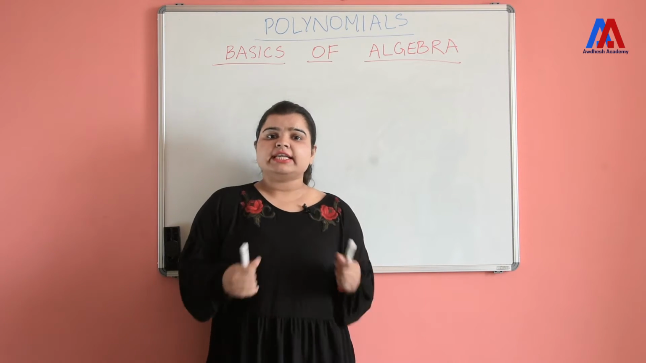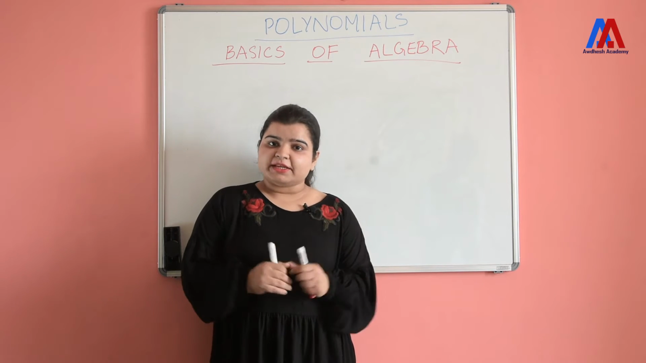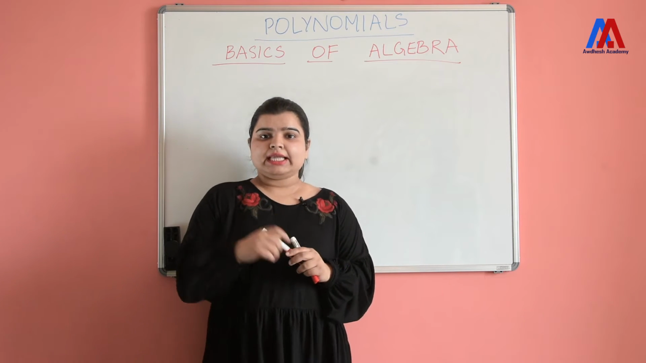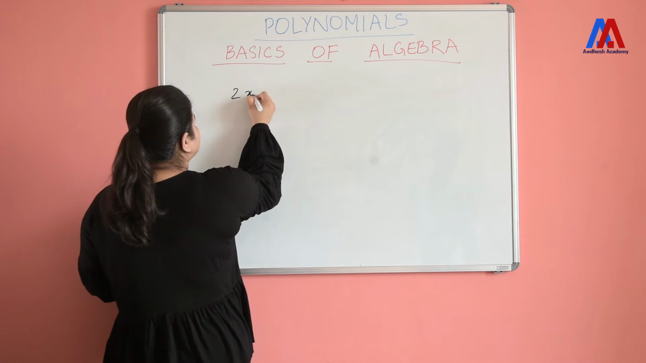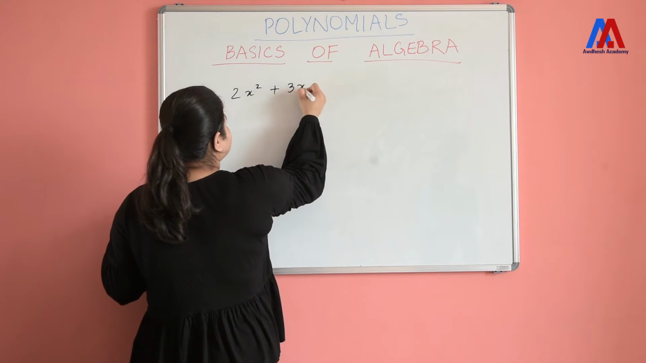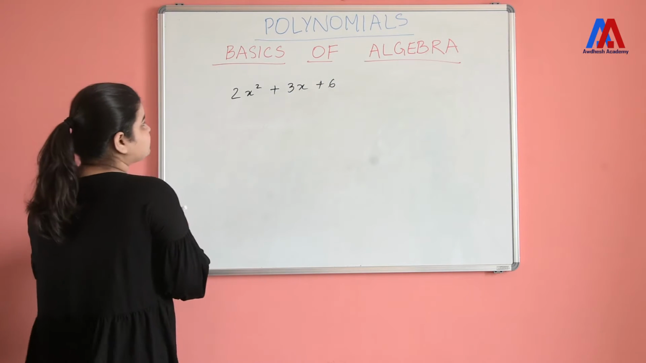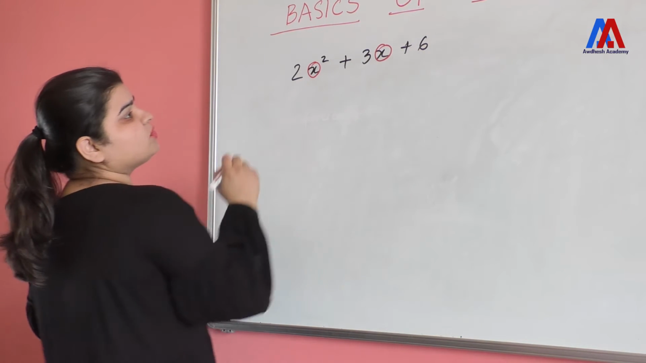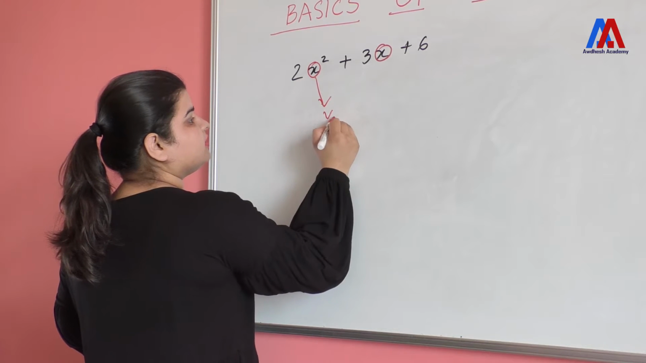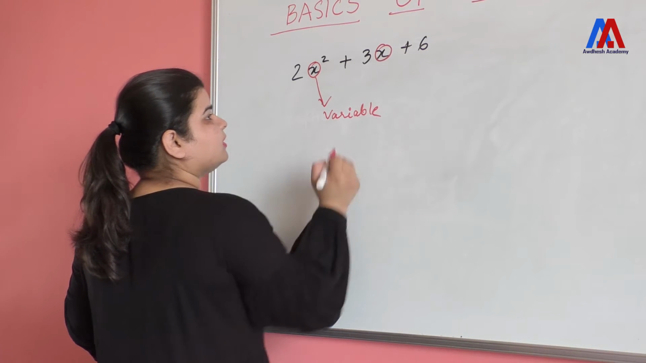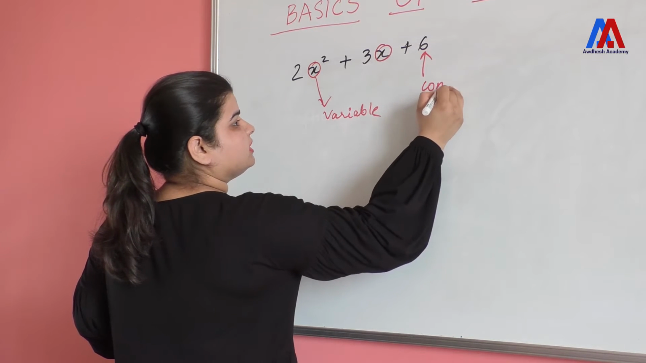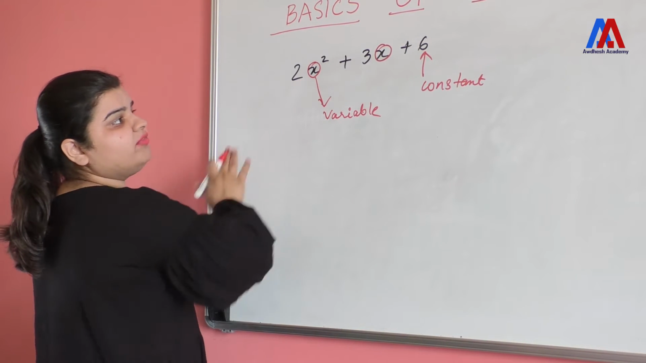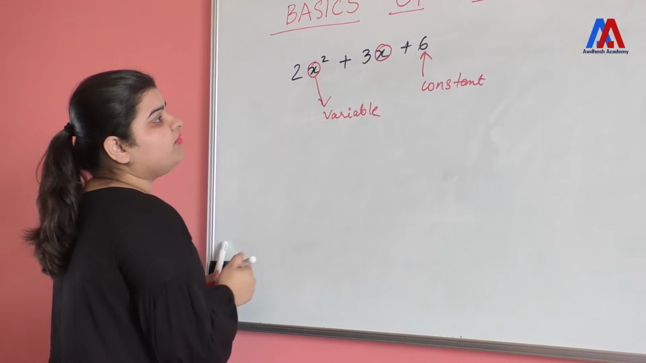First of all, let's define an algebraic expression. An algebraic expression is a finite combination of constants, variables, brackets and operators, like 2x square plus 3x plus 6, suppose. Now here x and x square are variables. This term is a constant, that is its value is fixed. Here x may have any value, that is why it is called a variable.